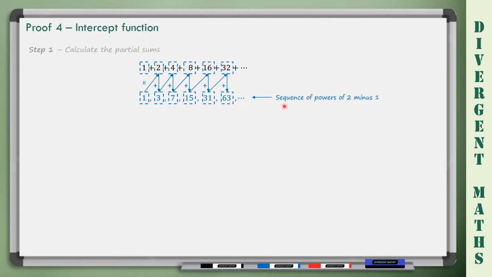So that is a sequence of powers of 2 minus 1. You can see 1 is actually 2 minus 1, 4 minus 1, 8 minus 1, 16 minus 1, 32, 64, etc.